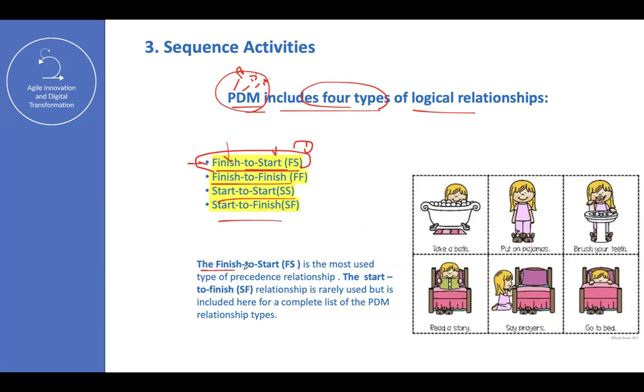relationship. The finish to start, which is FS, number 1 here, is the most used type of precedence relationship. The start to finish, which is this one, is very weird. So forget about that. I'm just providing the 4 types of relationships just in case, but we don't need to go deeper in these 3, just in this one. So I will be basing the next exercise coming up on this one.